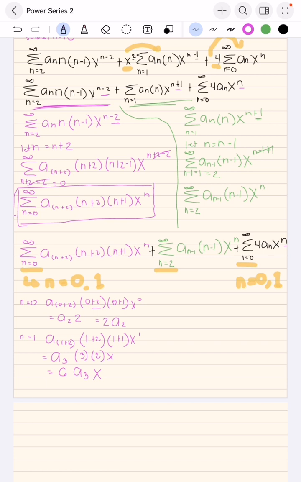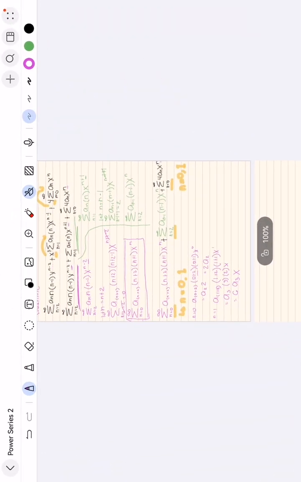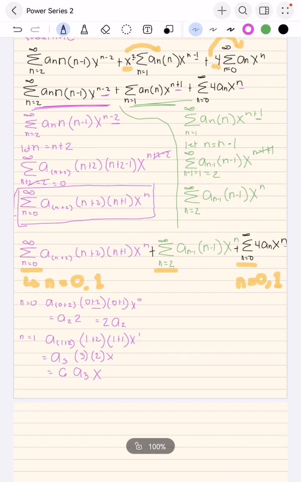And then for the other one, let's write in a black one.